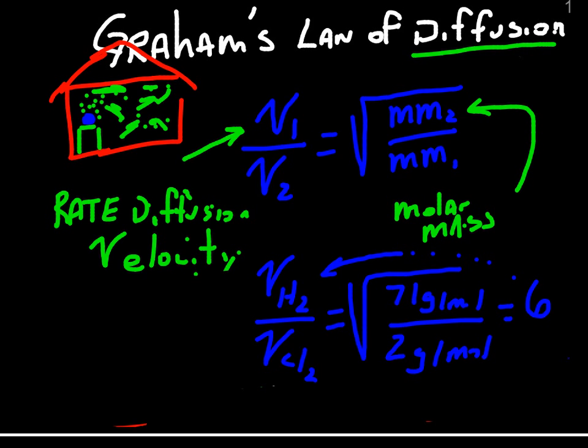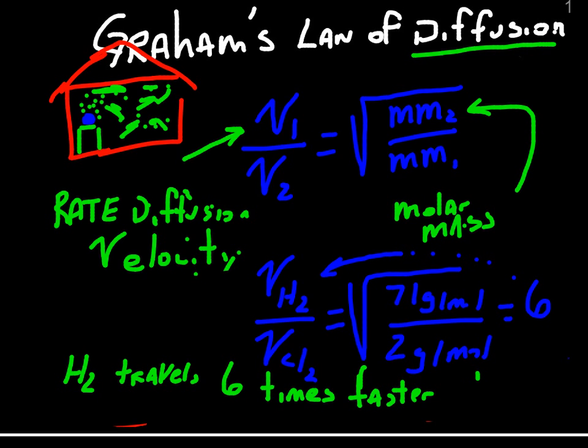To sum it up, H2 diffuses 6 times faster than chlorine. And that's how you do those. The lighter gas is always going to travel faster. If you happen to choose it the other way, it'd be the inverse of 6, but the implication is the same. You just got to know how it works out. So the lighter gas will diffuse faster.